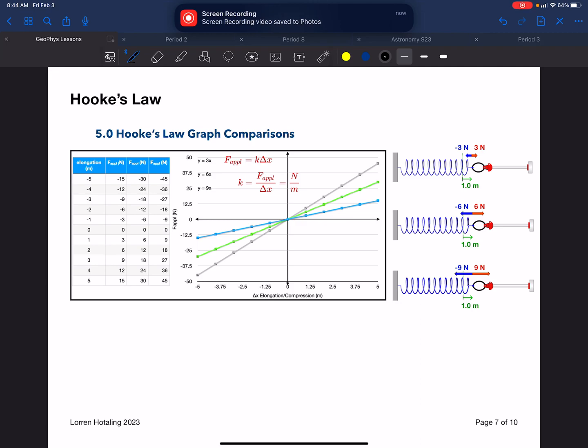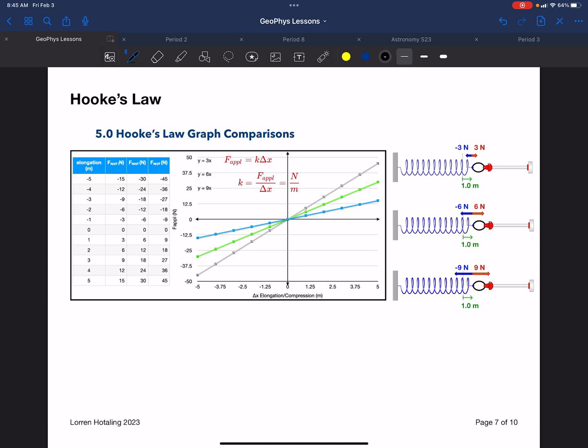In this segment, we are going to look at the graph and comparisons among different springs. So in the real world, we can see there are three different cases that I've put together here for us. In all three cases, the spring has been stretched 1 meter. And you can see that whether I'm stretching or compressing it, it took 3 newtons to stretch this 1 meter, 6 newtons to stretch this 1 meter, and 9 newtons to stretch this 1 meter.